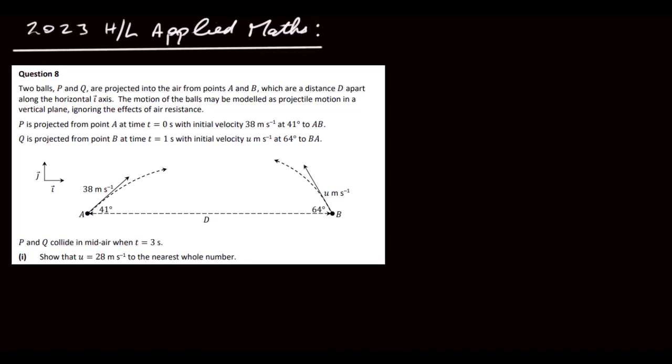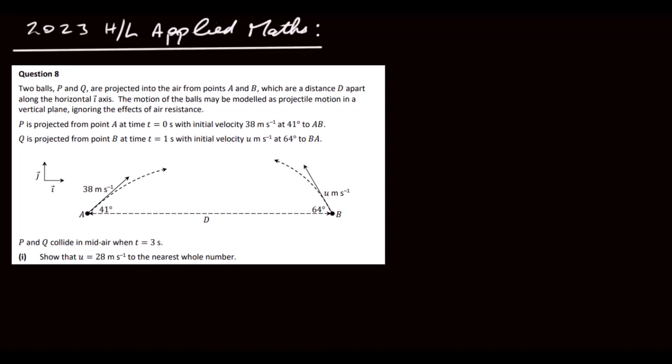P is projected from point A at time t equals 0 with initial velocity 38 meters per second at 41 degrees to AB. Q is projected from point B at time t equals 1 second with initial velocity u meters per second at 64 degrees to BA. P and Q collide in midair when t equals 3 seconds. Show that u is equal to 28 meters per second to the nearest whole number.